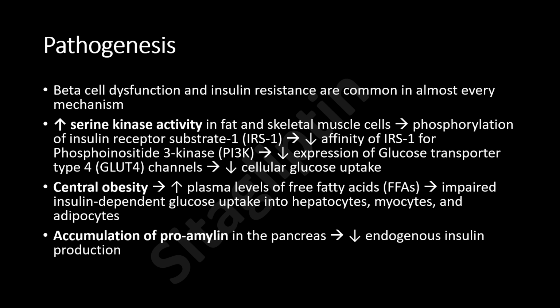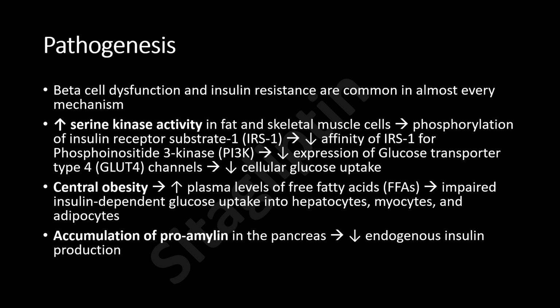So when insulin signals these GLUT4 channels to take up glucose, they take up glucose and they shift glucose into cells. All right. So increased serine kinase activity ultimately leads to decreased cellular glucose uptake. So when there is more glucose in the serum, it is actually due to increased serine kinase activity.